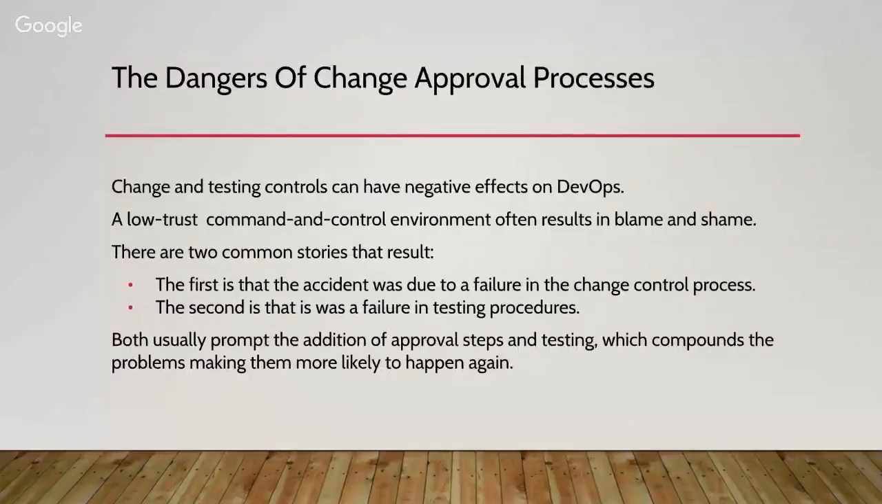However, there are some dangers of the change approval process. A low trust or command and control environment can often result in blame and shame. There could be an accident when something's being reviewed, there could be a mistake. And these both usually end up with more approval steps being added, more testing, which honestly can make it easier for the problem to happen again.